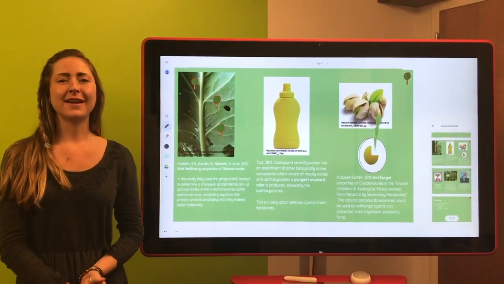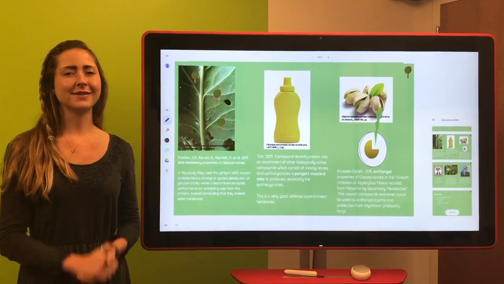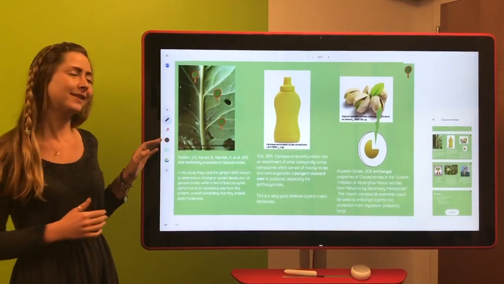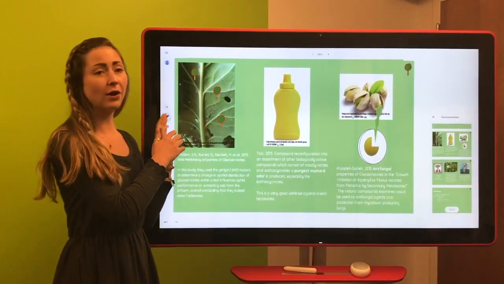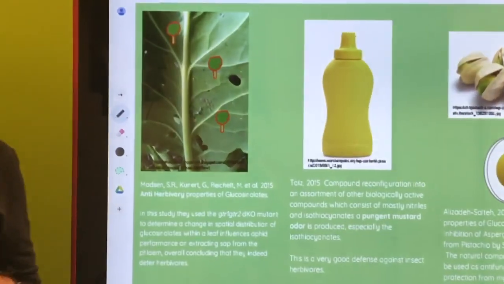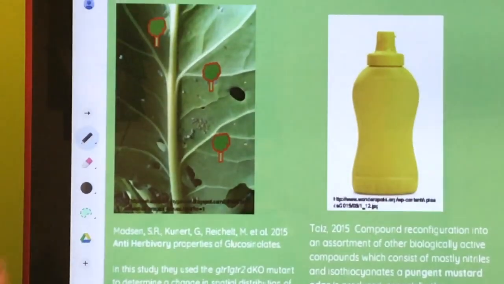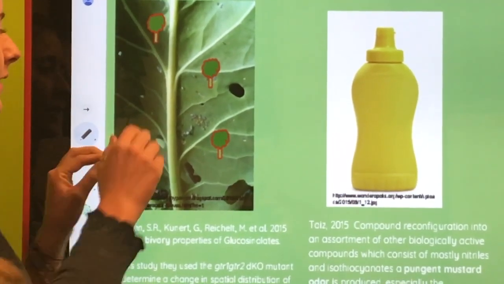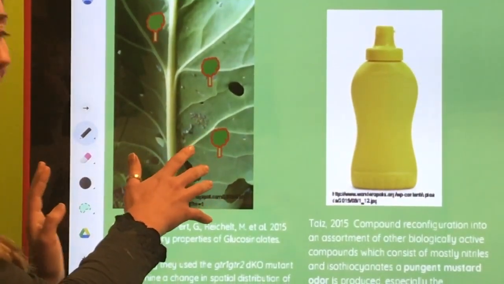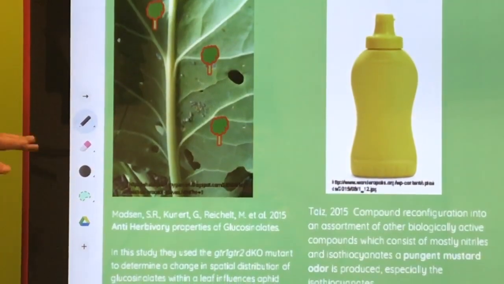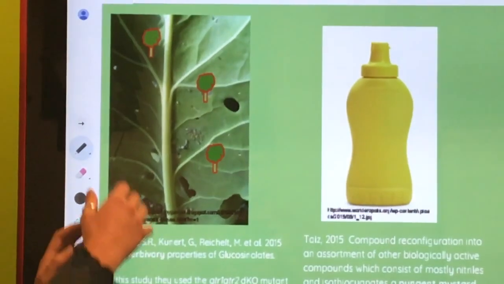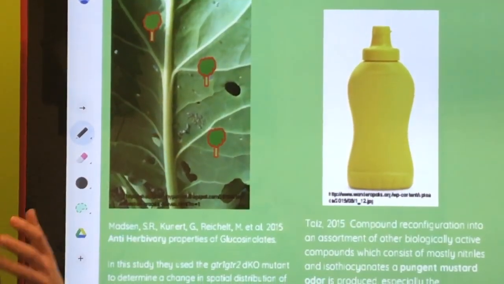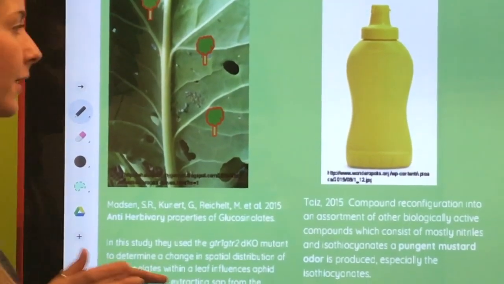Hi, I'm Chris Pedersen, and I'm going to be talking about the various applications and impacts of glucosinolates. Here's our friend Broccoli, and in 2015, Madsen, Kuhner, and Reichert genetically manipulated the different levels and distribution of glucosinolates within the leaves. It made it so these aphids weren't preying upon the leaves as much, so it has a higher production value later on.